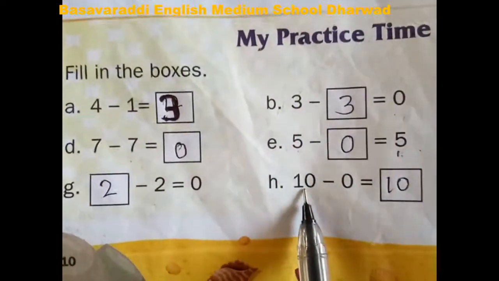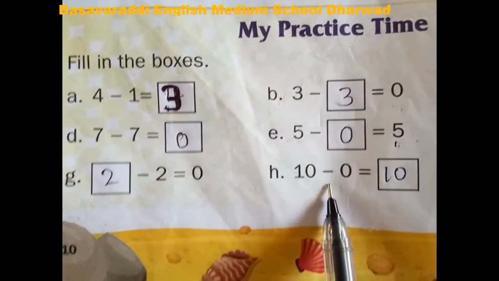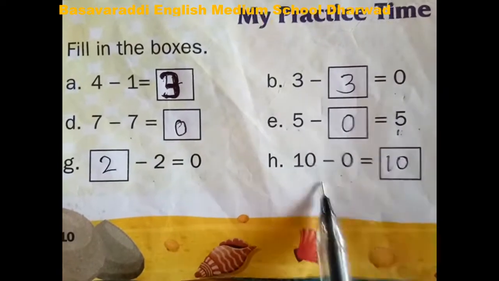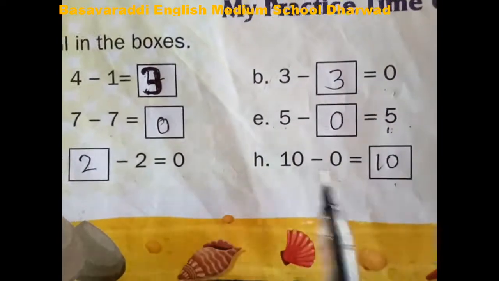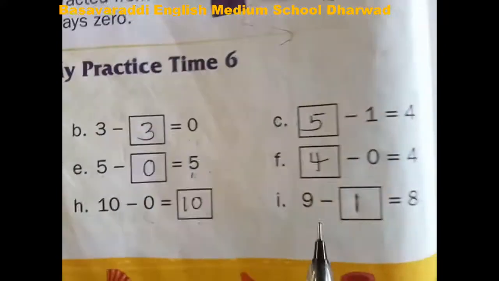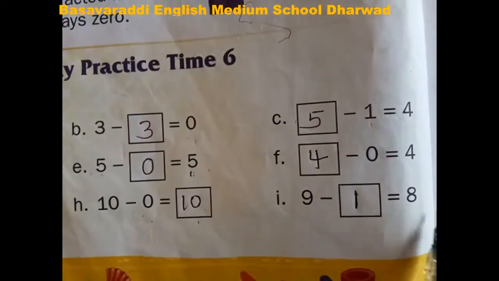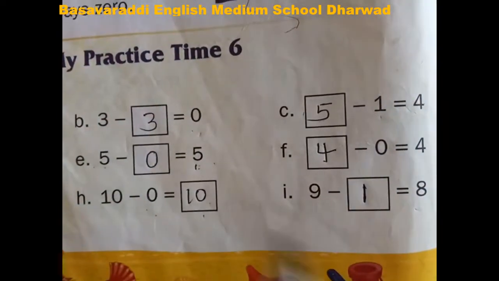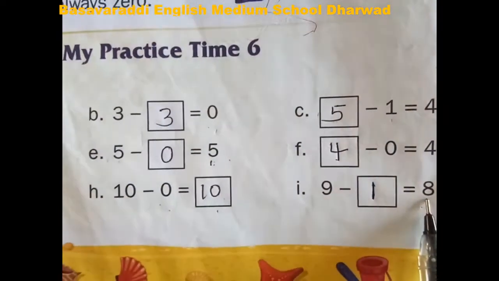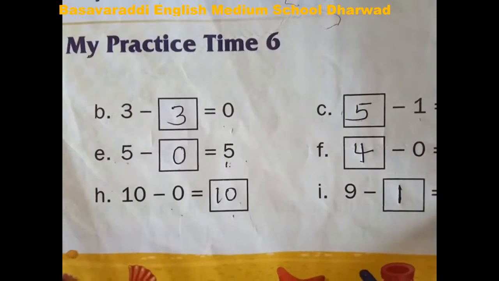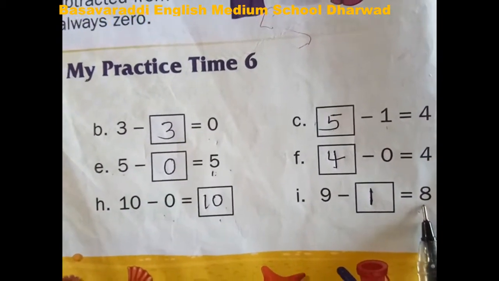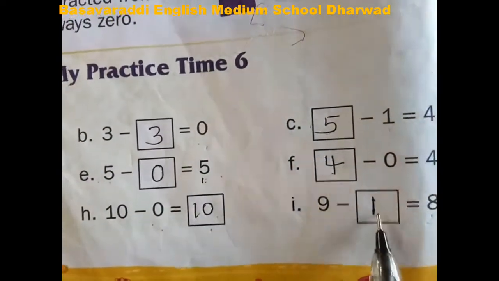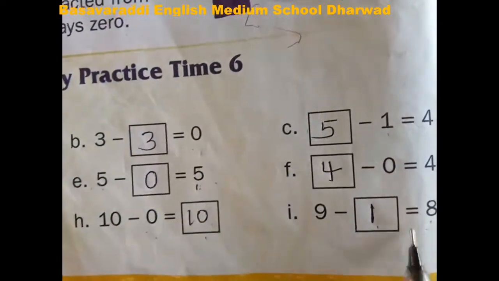Now 10 minus 0. This is subtracting 0. The answer should be itself only. 10 minus 0 is 10. Now 9 minus blank equals 8. What happened? The number before comes, no? 9, before that is 8. So this is which property? This is subtracting 1 from a number, a property of subtraction. So 1 has to come here. 9 minus 1 is 8.